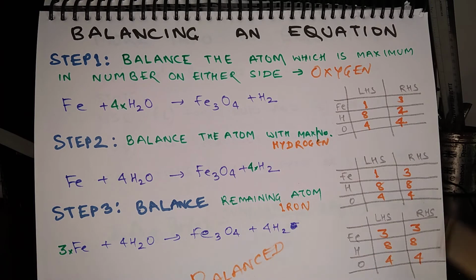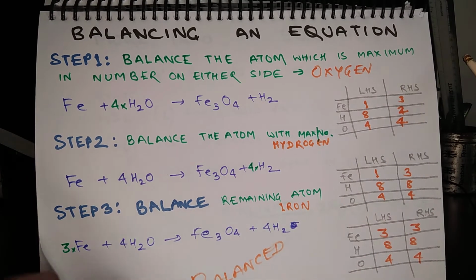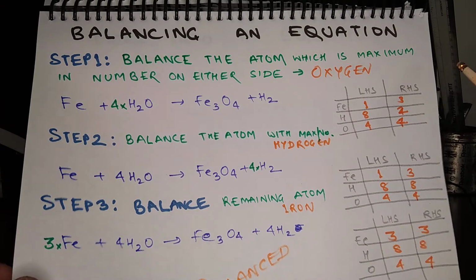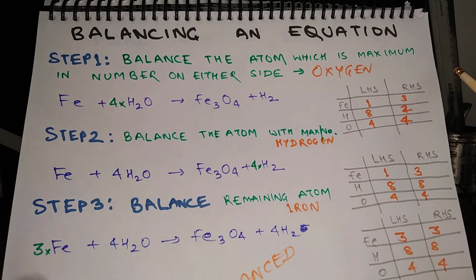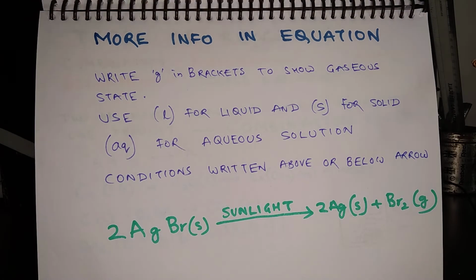Now let us compare the numbers. Iron it is 3, 3 on both sides. Hydrogen 8 and 8. Oxygen it is 4 and 4 on our RHS. So now this equation is balanced, and that is how you will have to balance the equations when you will be given an unbalanced equation in test papers.